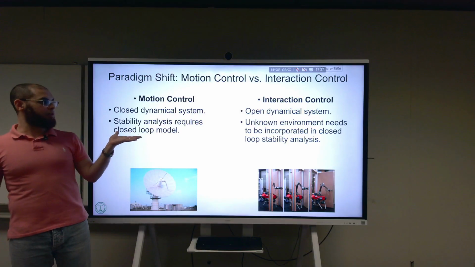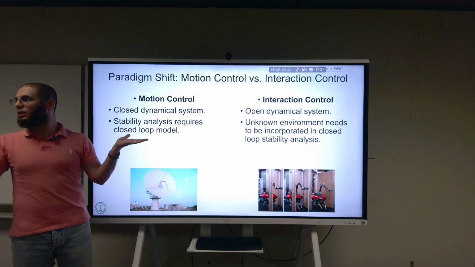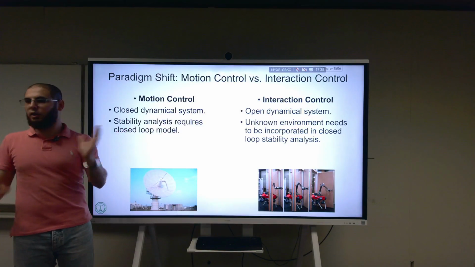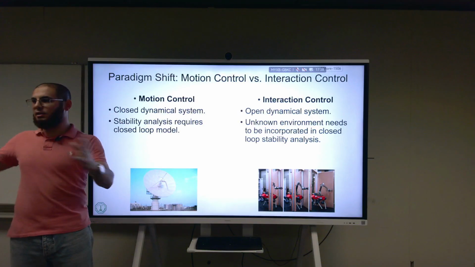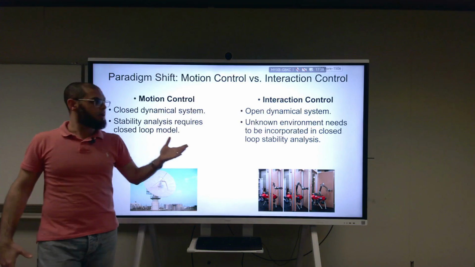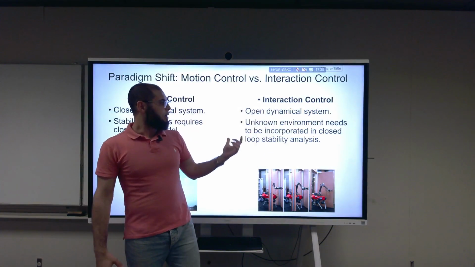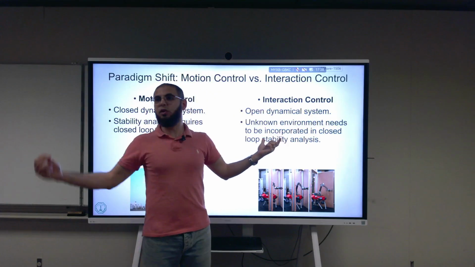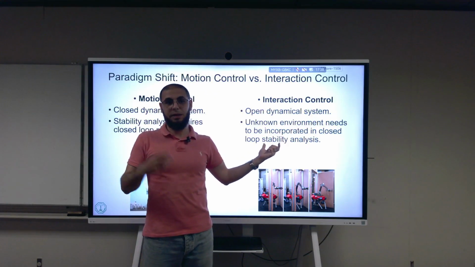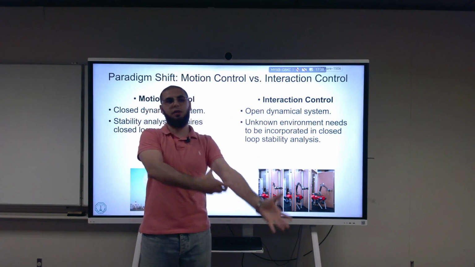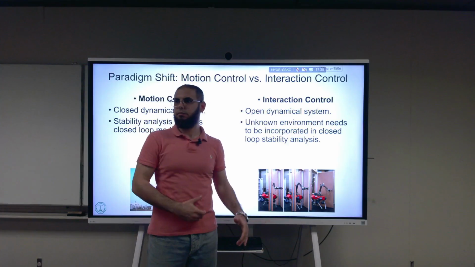When we did the Lyapunov analysis, we do stability analysis using a closed loop model. So it's a closed loop, which means that it's not interacting with the outside world. When you have an open dynamical system in interaction control, the unknown environment, you need to include it in the stability analysis. But by definition, it's unknown. So how can I put it into an analysis when I don't even know what the model looks like?